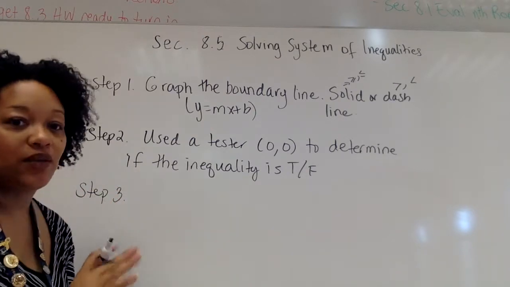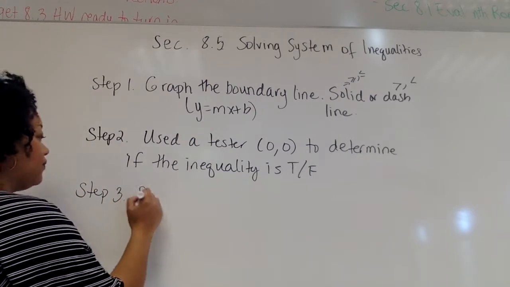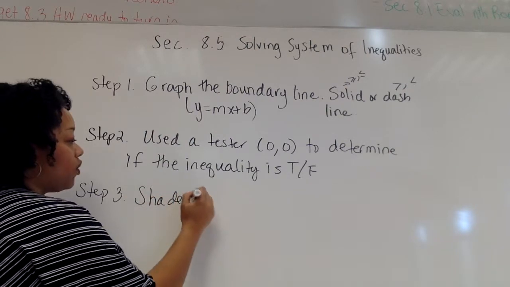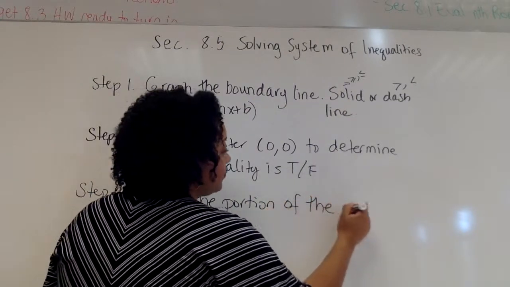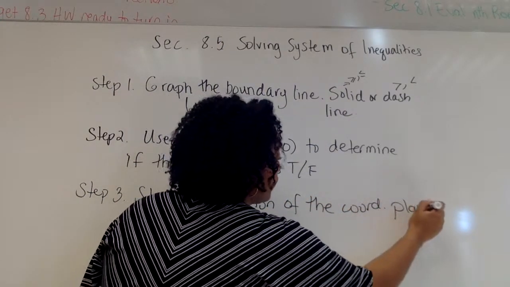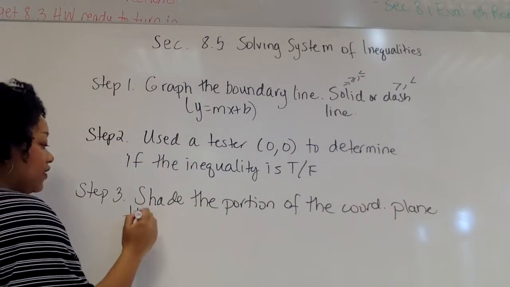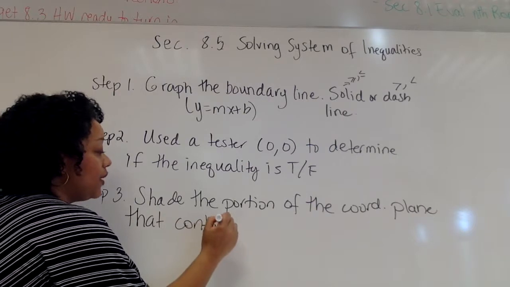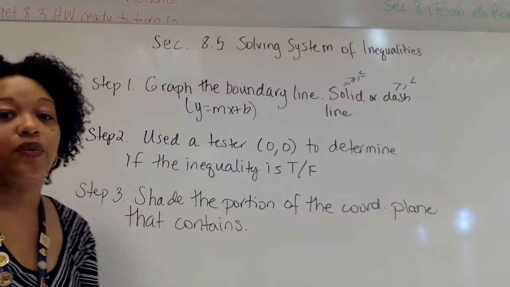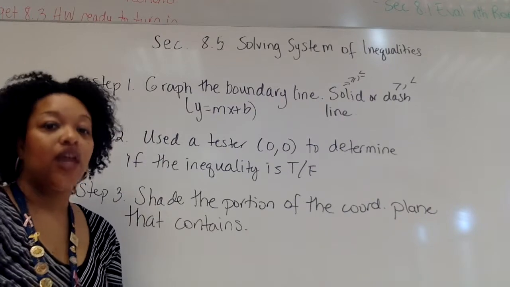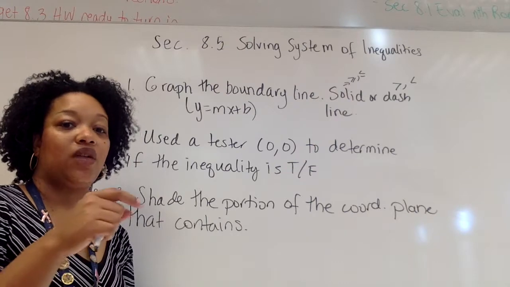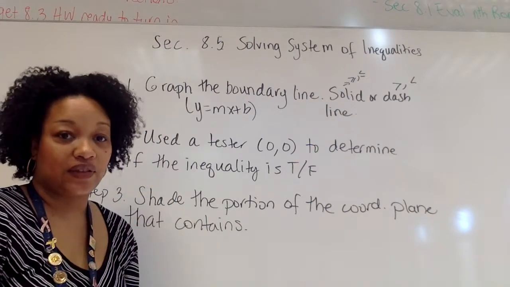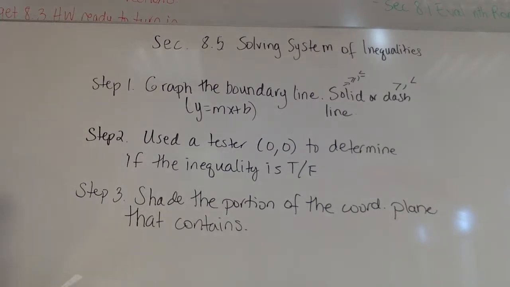And then step 3 was your shading. Can't graph an inequality without the shading. You have to shade the portion of the coordinate plane that contains the solution. So if you remember, if your tester point had a true inequality, you would shade the portion with the tester point. If the tester point made the inequality false, then you would shade the other side. So this is just a review of what we learned in Unit 7.